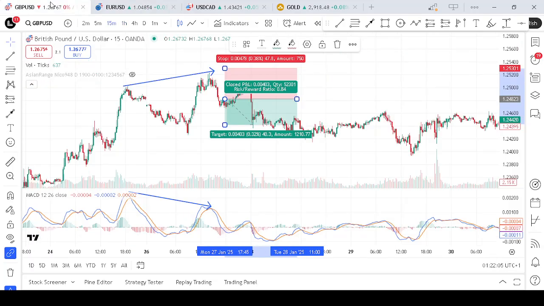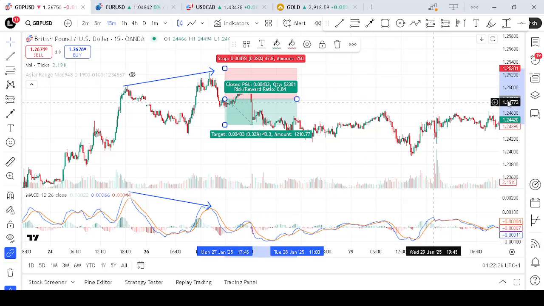Finally, always remember to practice this strategy in your demo before applying it in the live trade. This will help you gain confidence and fine-tune your approach without risking real money.